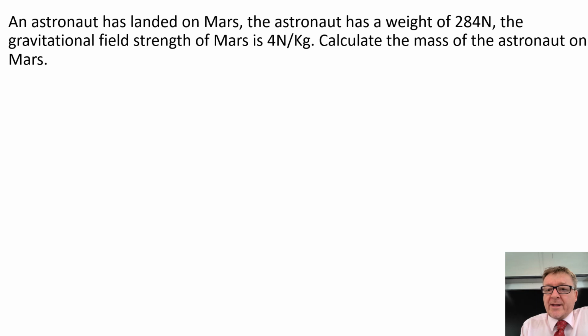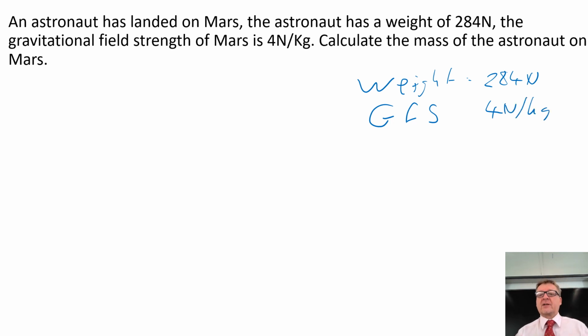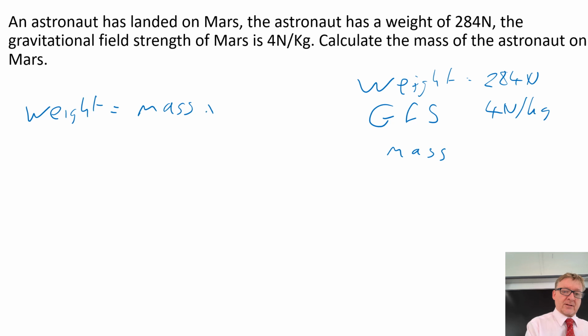Okay, so an astronaut landed on Mars. The astronaut has a weight of 284 newtons. The gravitational field strength on Mars is 4 newtons per kilogram. Calculate the mass of the astronaut. So we need to find our equation using weight, gravitational field strength, and mass. And that is weight equals mass times gravitational field strength. That's in newtons, that's in kilograms, and that is in newtons per kilogram.